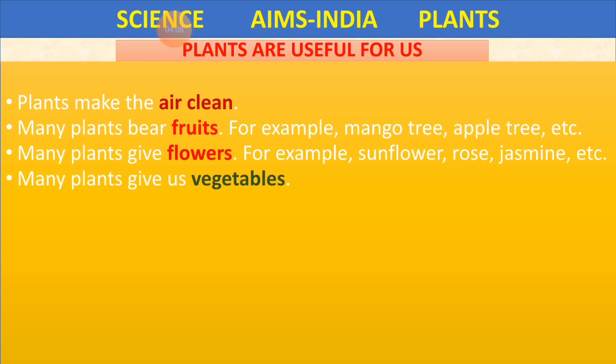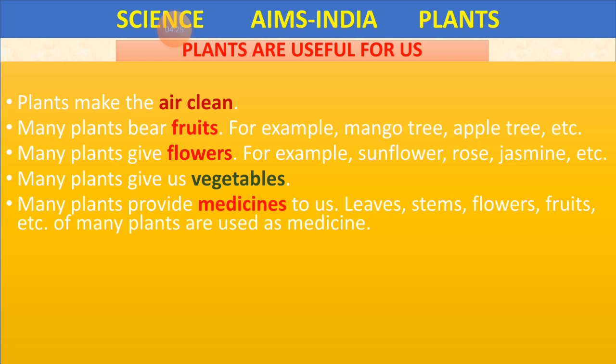And then many plants give us vegetables. We take vegetables as food, and there are so many types of vegetables. Especially leafy vegetables are very good for health. Okay, children? And then plants provide medicines to us. So many medicines are manufactured using plants, for example, the tulsi plant, the neem plant, and the eucalyptus plant.